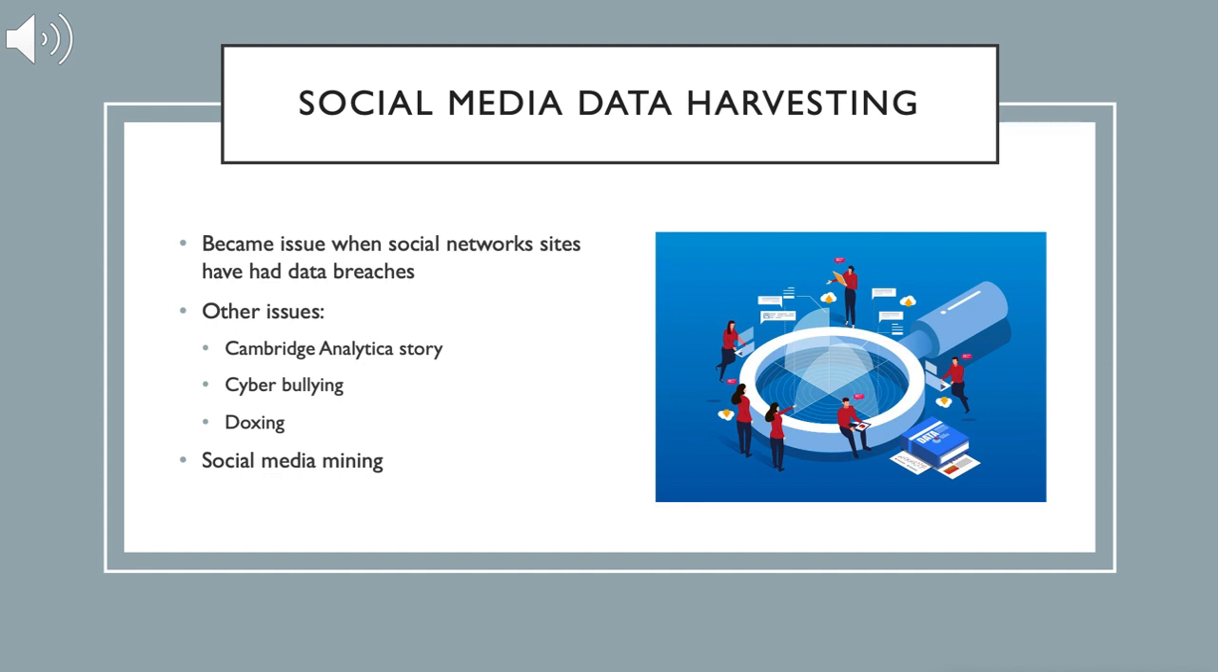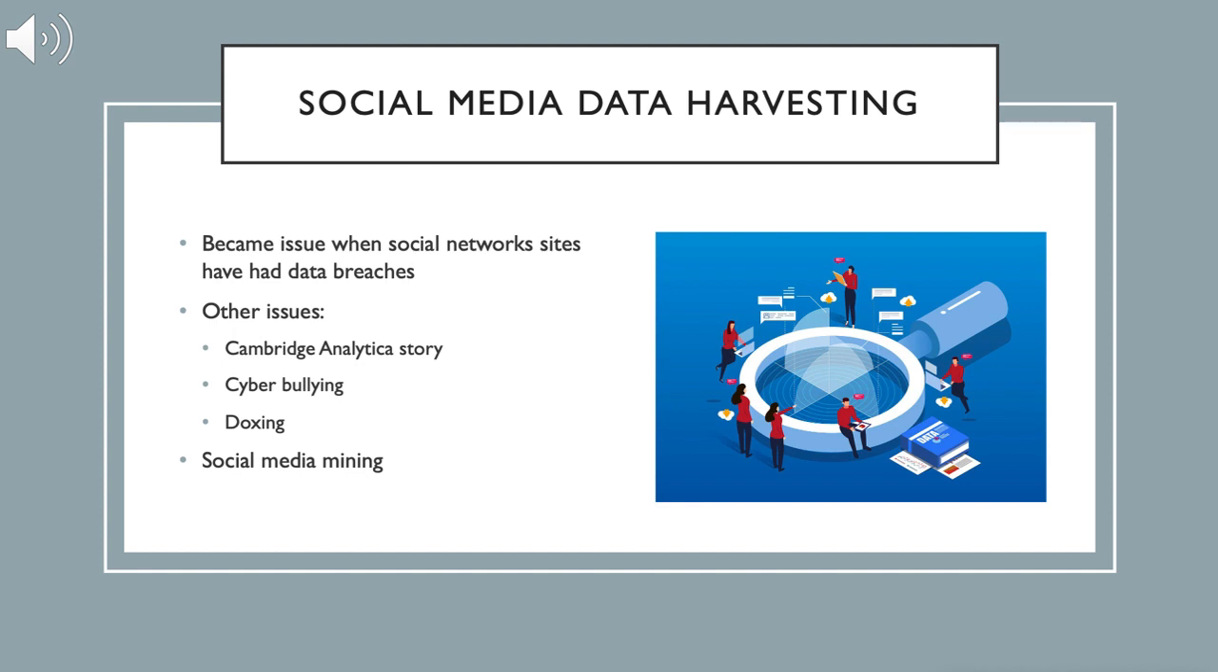Social media has risen to the issues when major social network sites have had data breaches, leaving millions of users' personal information exposed. There have been other issues such as the Cambridge Analytica story, cyberbullying, and doxing. The Cambridge Analytica data scandal happened when the British consulting firm Cambridge Analytica obtained the personal data of millions of Facebook users without their consent for political advertising, which shocked a lot of people.